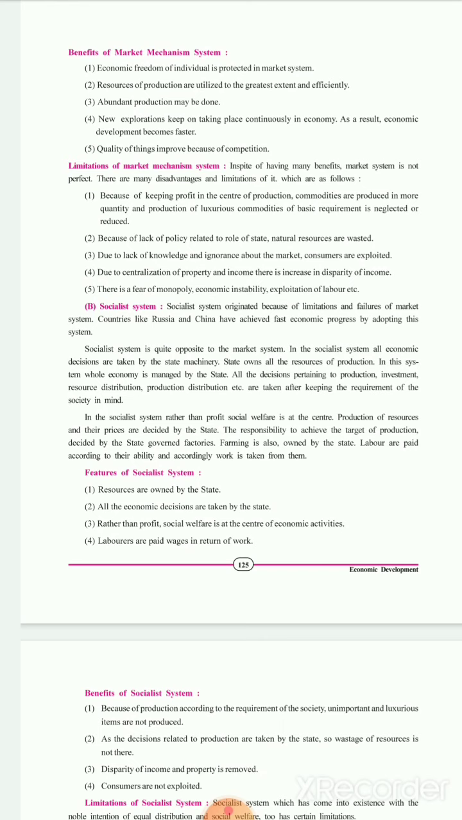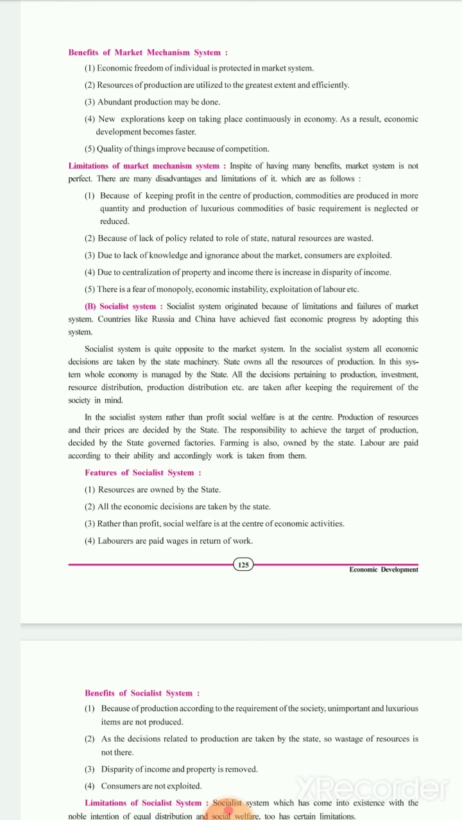Benefits of market mechanism system or advantages. Economic freedom of individual is protected in market system because even a consumer is free to select or he has choice. Number two, resources of production are utilized to the greatest extent and efficiently. Number three, abundant production may be done. Fourth, new explorations keep on taking place continuously in economy. As a result, economic development becomes faster.